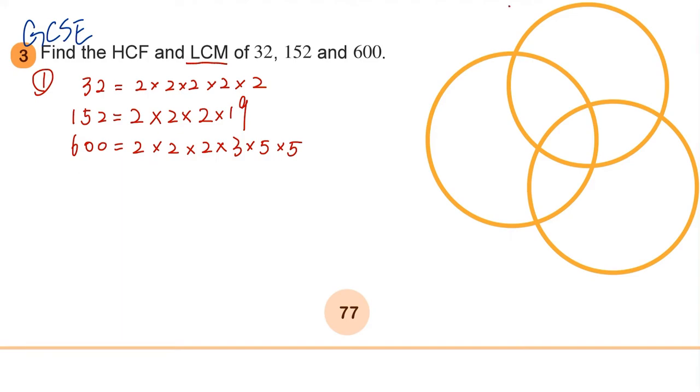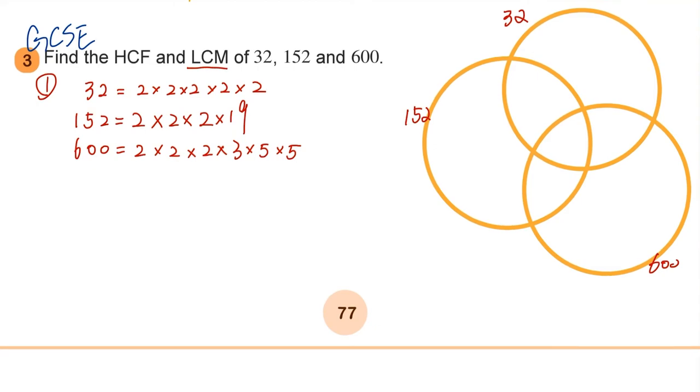Okay, so what we're going to do next is put the relevant prime factors in these Venn diagrams. So first step, we prime factorize these 3 numbers. And here is what we got after prime factorization. And then what we do is we analyze what they have in common. So let's look at these numbers.